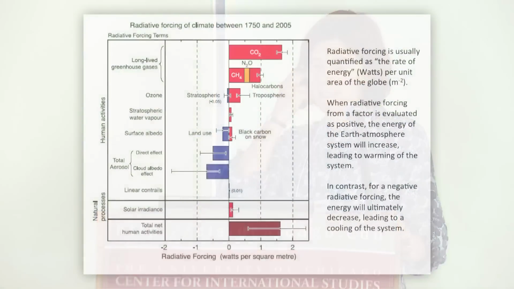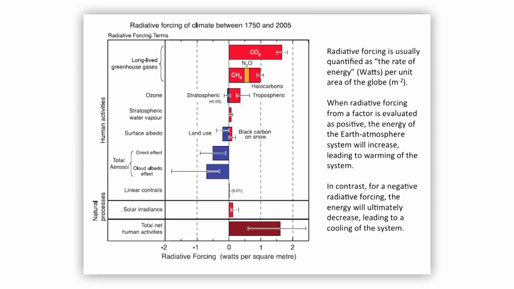You can think about this in terms of watts per meter squared, or warming per unit area. This is a chart that shows the radiative forcing of climate between 1750 and today. This is another IPCC, or Intergovernmental Panel on Climate Change, chart. And so you can see that the increase in CO2 concentration has caused a warming of about 1.5 watts per meter squared.